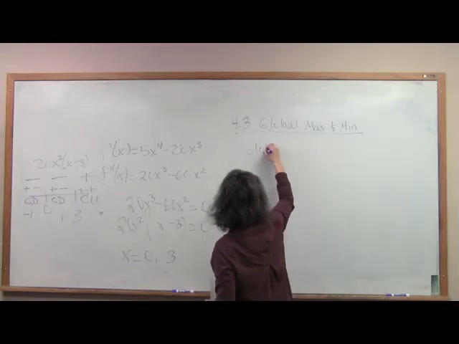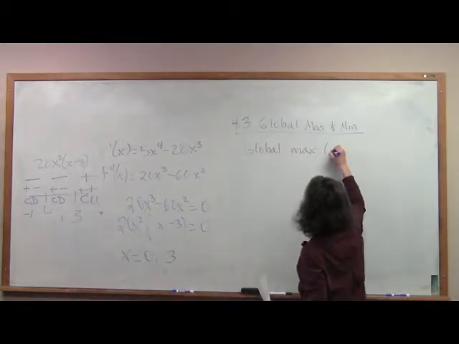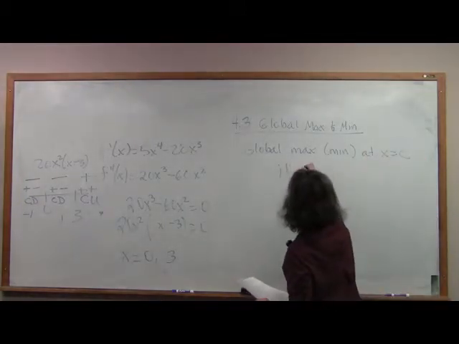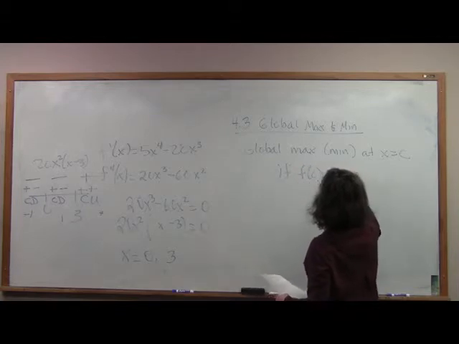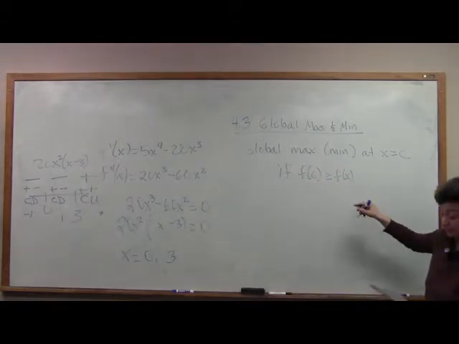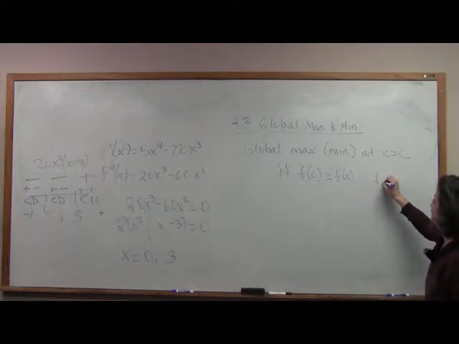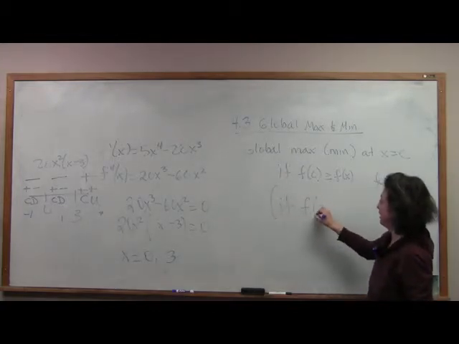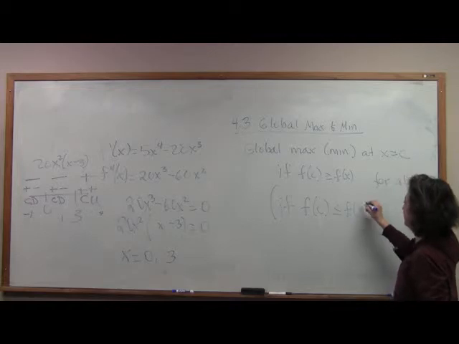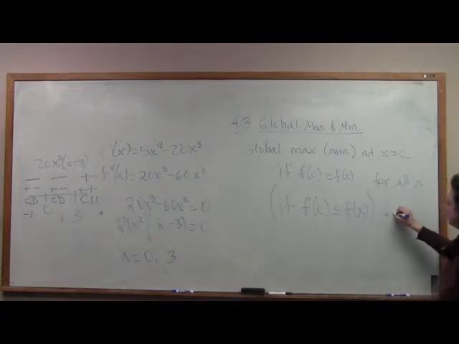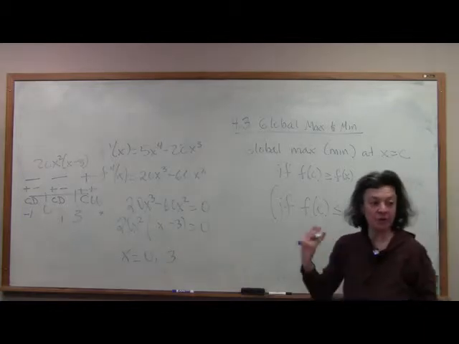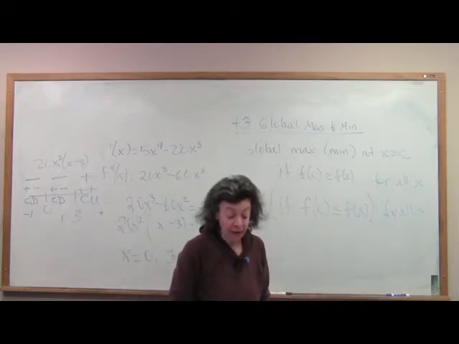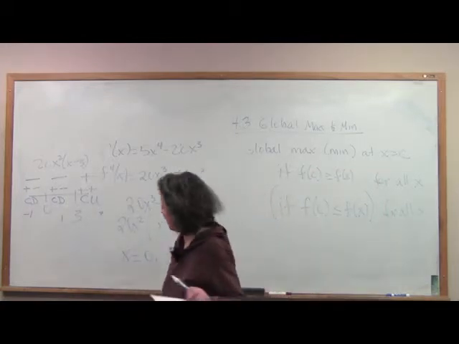So for example, you have a global max or a global min at a point C if, well, it's a maximum if your function value at that point is greater than or equal to all of your function values, so for all x, and it's a minimum if your function value there is less than or equal to all your function values for all x. So notice local, it was for x nearby. Global, it's for everybody.